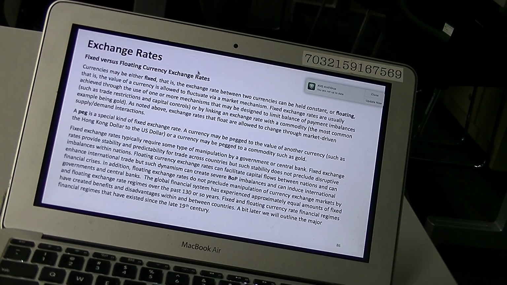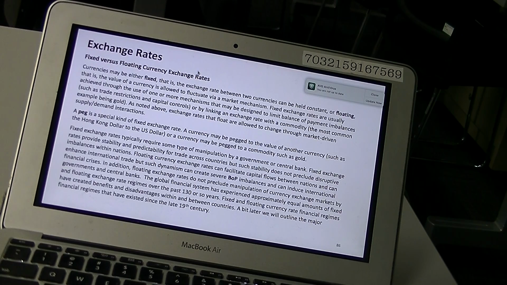Now, for example, China right now has a relatively fixed exchange rate. There are capital controls. China has very strong capital controls. They're very concerned about the value of their currency. Many people in China want to get their money out of the country. The government doesn't want them to do that, so they have capital controls.